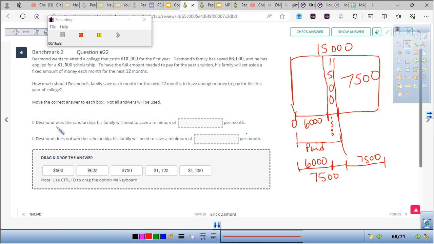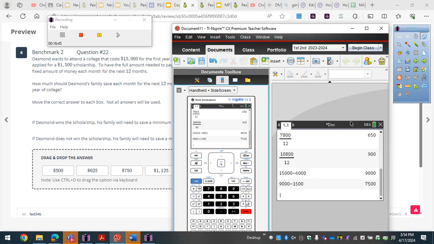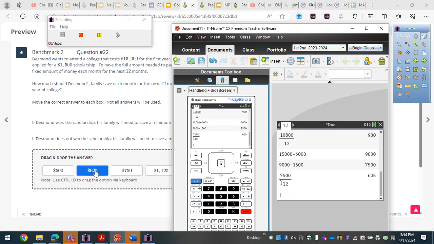If Desmond wins a scholarship, his family will need to save a minimum of how much each month? So we're going to get that 7,500 and divide it by 12, because that would be per month. 625. So 625 should go there.